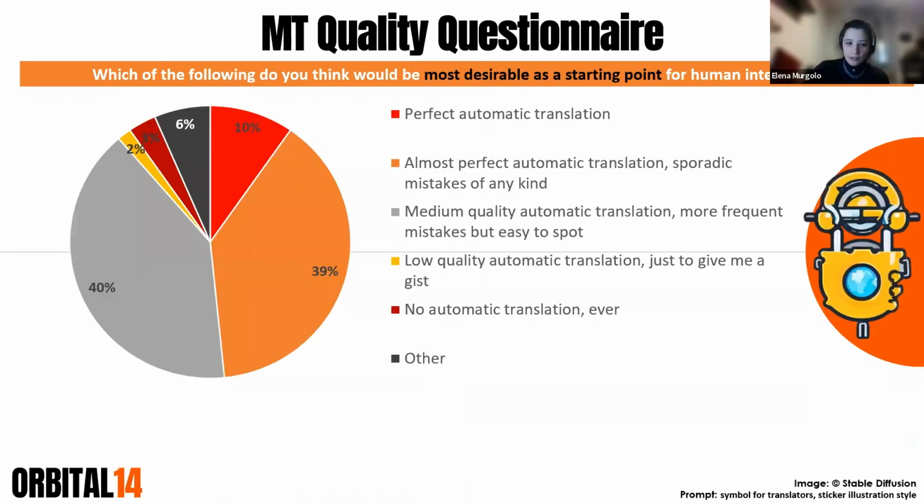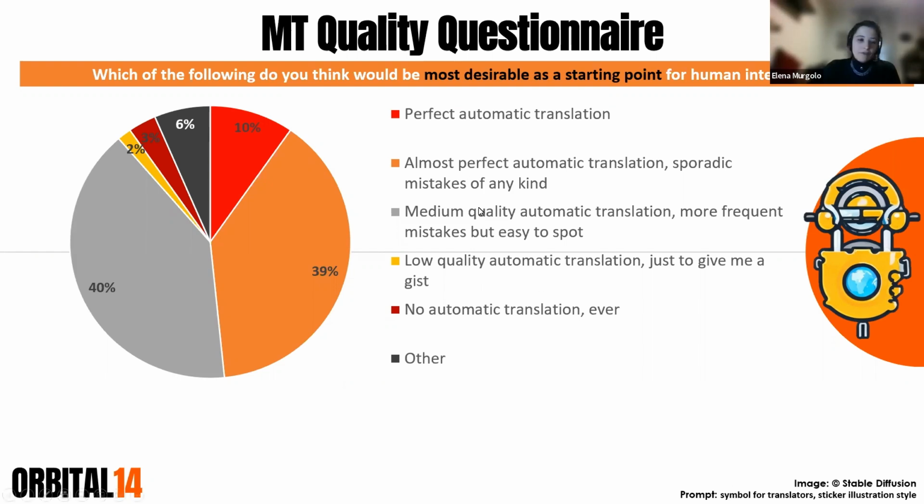The second question that I only aimed at people from the localization industry is how they would want the machine translation to be for it to be okay as a starting point for post-editing. They could choose between a perfect automatic translation, so perfect machine translation, human parity, and only 10% did answer that perfect automatic translation would be desirable. Almost perfect with sporadic mistakes of any kind, 39%, a high percentage, which is slightly different from medium quality automatic translation with more frequent mistakes, but easy to spot.